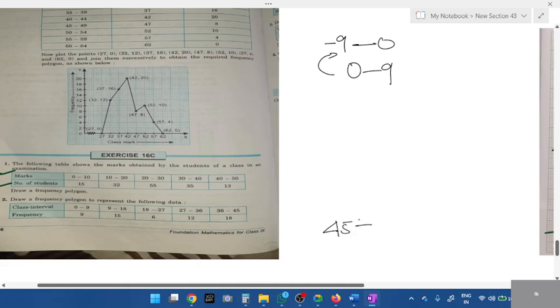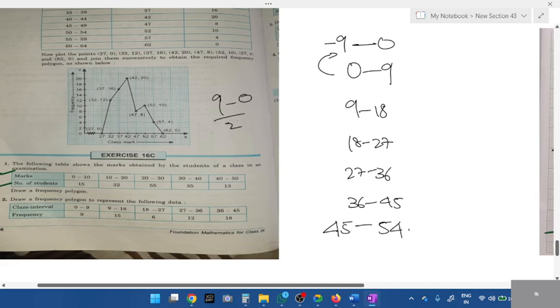Last one, 45 to. See, if you're getting confused, what is the difference between 0 and 9? What is the difference? Right. 9. 45 plus 9. How much is 45 plus 9? 54. Right? Now, middle value. How do you find middle value, students? What lies between 0 and 9? How will you calculate? 9 minus 0 divided by 2. How much is 9 minus 0? How much is 9 by 2, students? 4.5. So 0 plus 4.5 is 4.5.